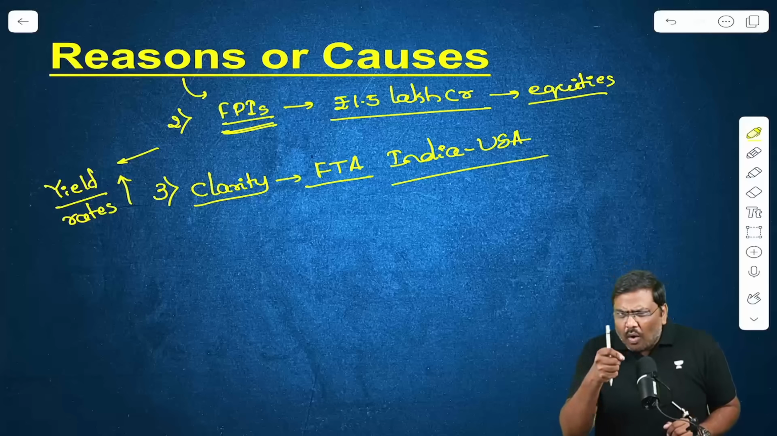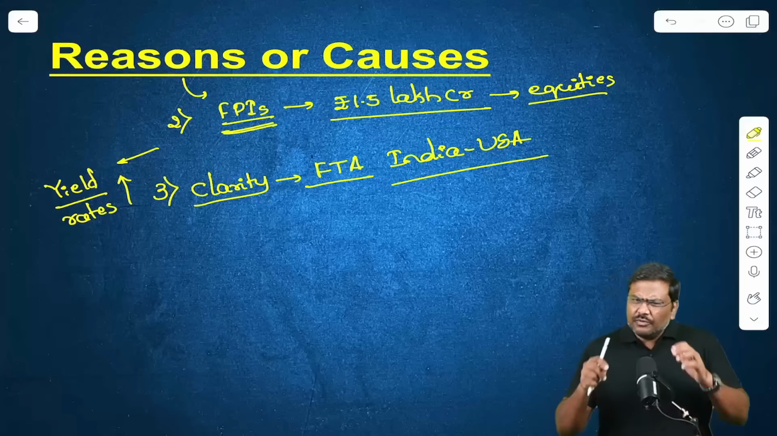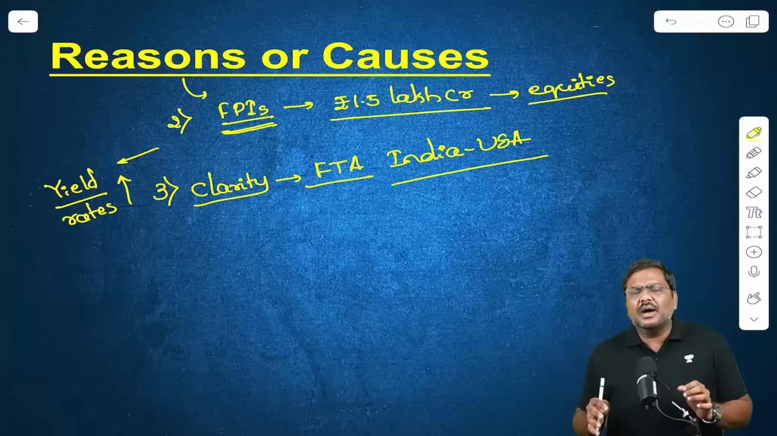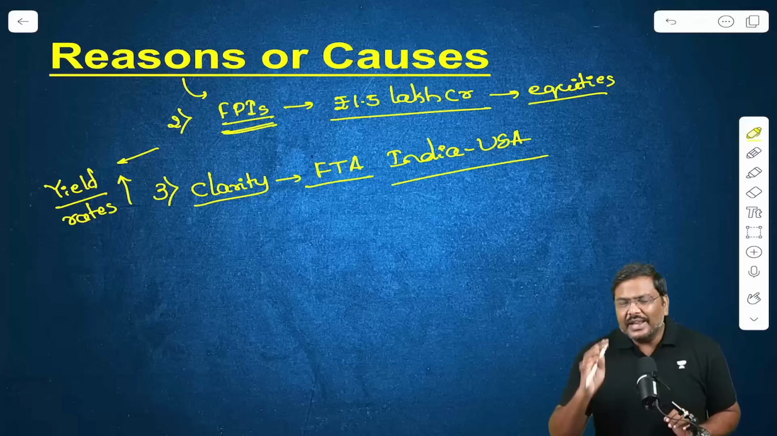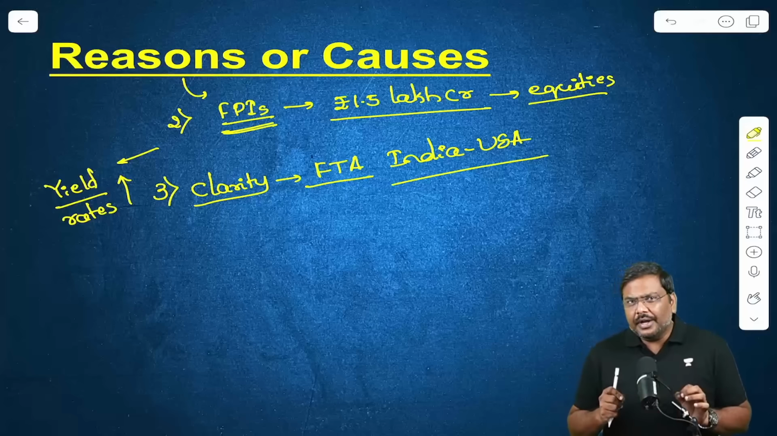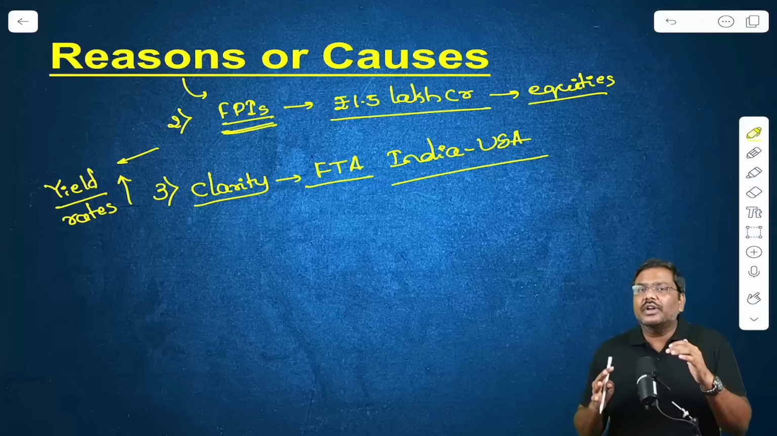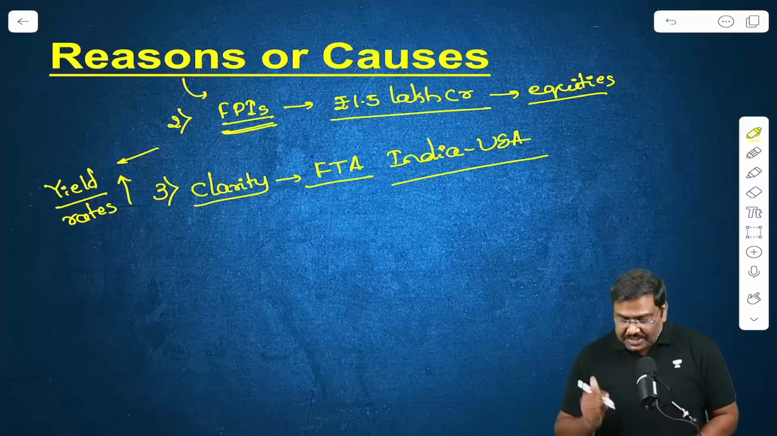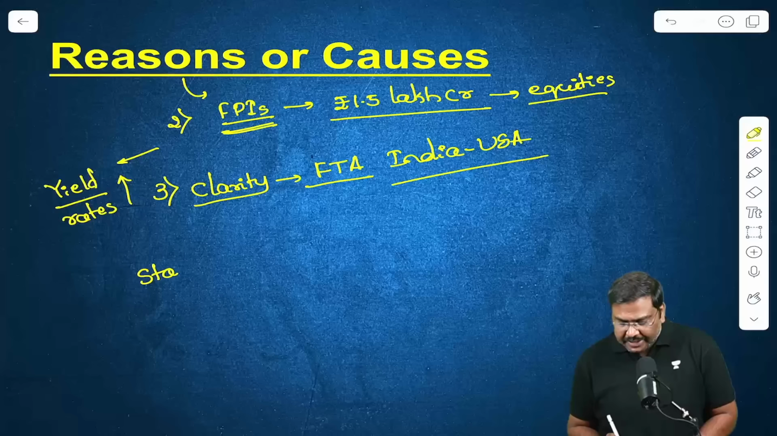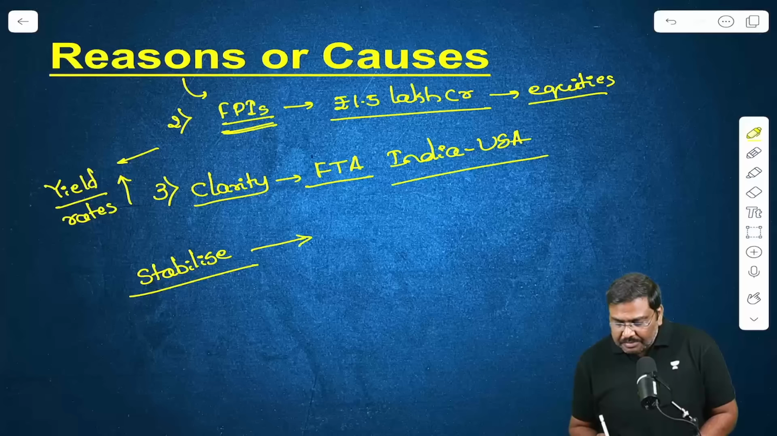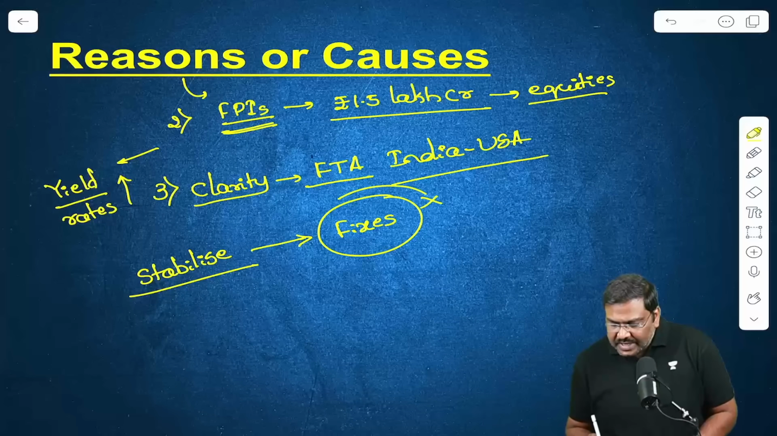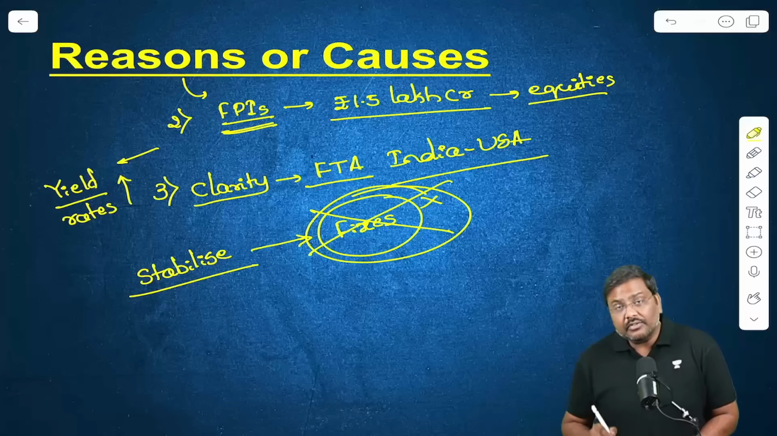Now, while all of this is happening, whenever there is volatility in the forex market, what is the role of the Reserve Bank of India? Listen to me very carefully. Whenever there is so much volatility, the Reserve Bank of India will try to stabilize the exchange rate. Please remember the term stabilize. Do not say that RBI fixes the exchange rate. That would be incorrect.